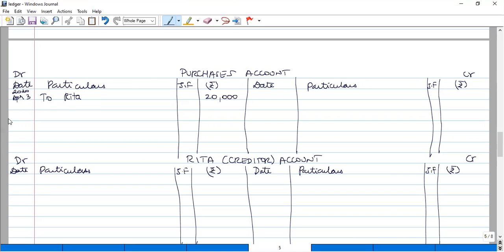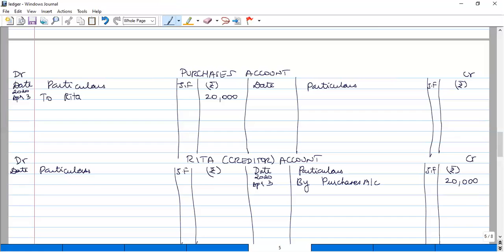Right. On the same day, we also have an effect on Rita's account because the journal entry passed is purchases account debit to Rita, isn't it? So Rita account is credited in the journal. So what we have to do? So we should also credit Rita's account. And what is the reason for this credit? It is because we have purchased. Okay. So by purchases account rupees 20,000.